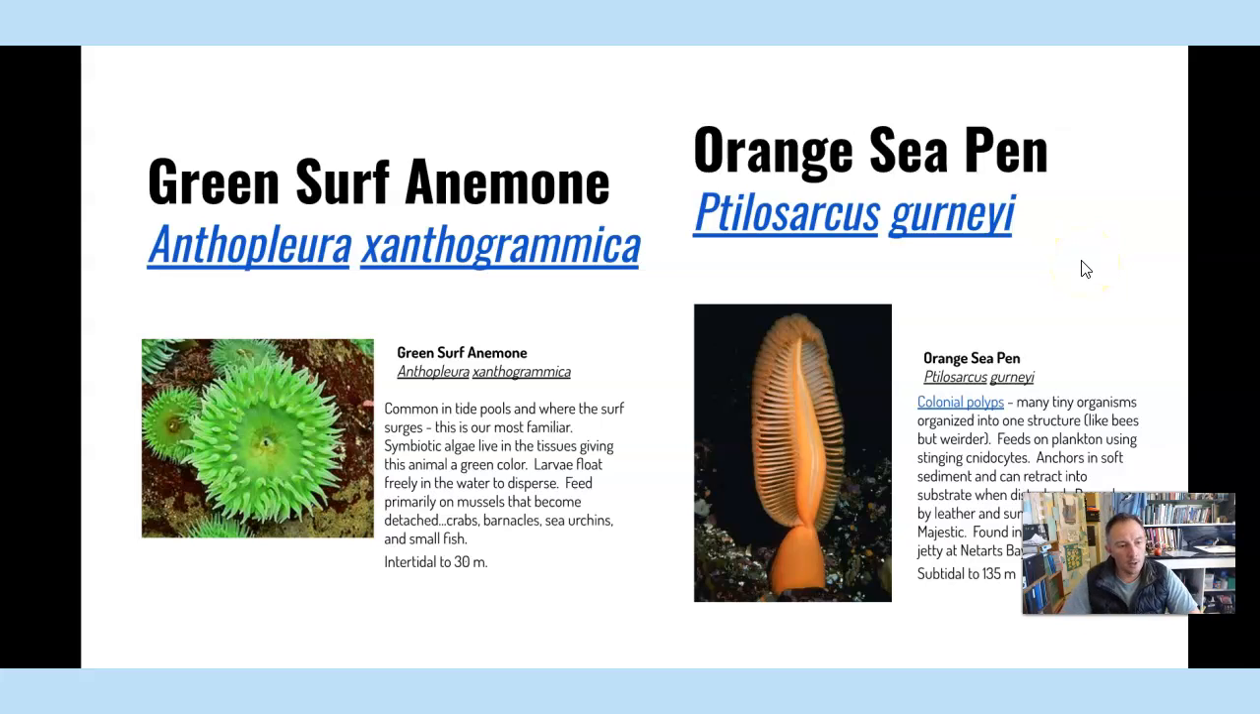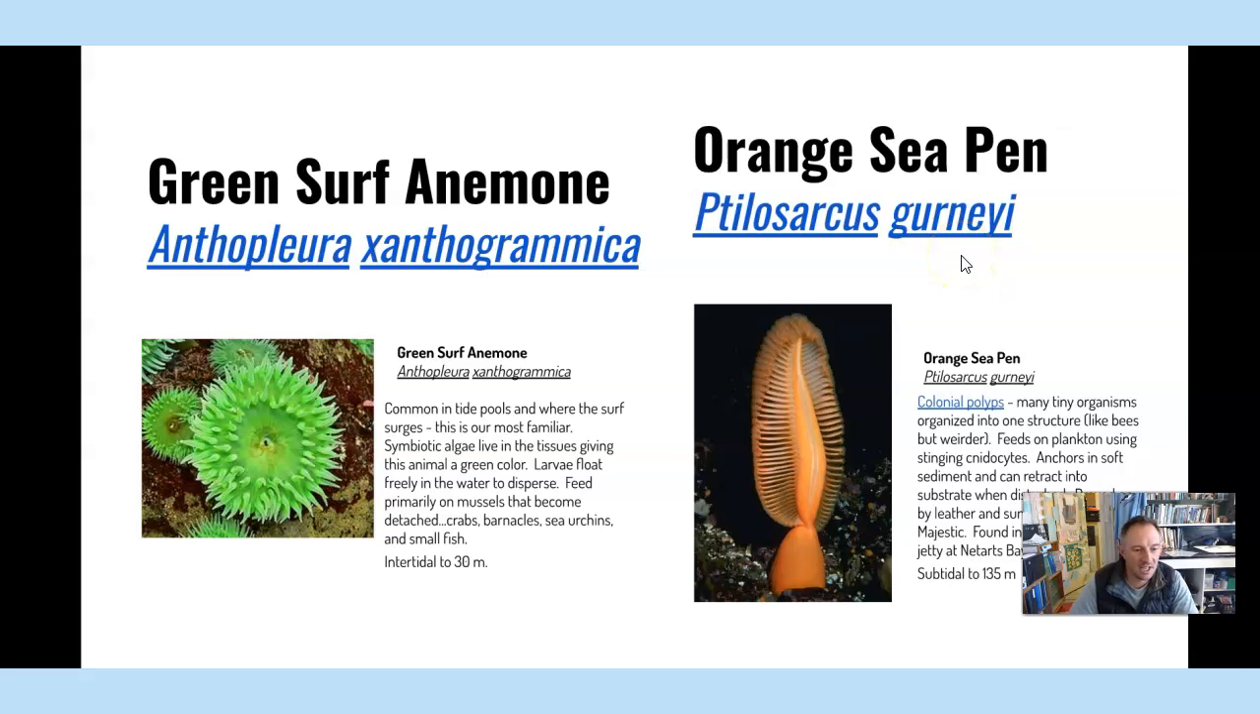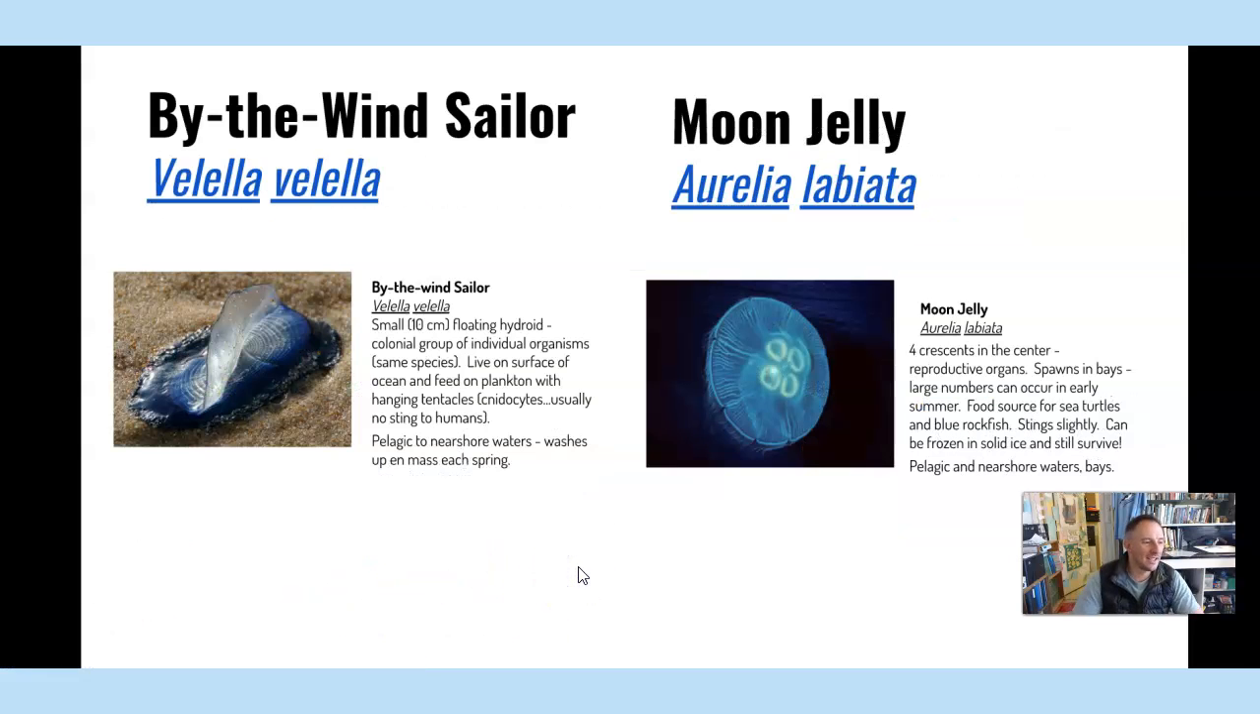Okay. Orange sea pen, and the genus name is Ptilosarcus. The P is silent, so it's Tilosarcus. And the species name is gurneyi. That's right. Ptilosarcus gurneyi. Whoop, whoop. Okay, so we got Anthopleura xanthogrammica, and then we've got Ptilosarcus gurneyi. How fun is that? Next up, last two here.